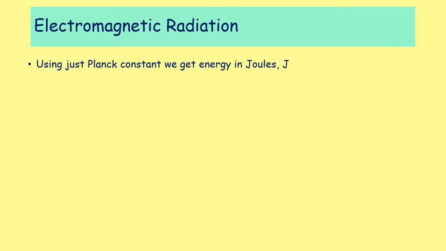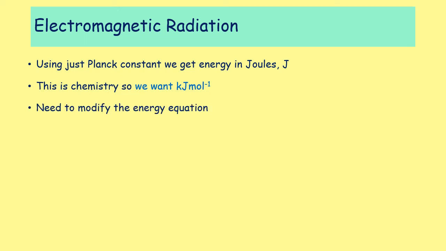Now, another important aspect of this is that if you use those equations, E equals hf or E equals hc over lambda, you get energy in joules. Now, the joules associated with a photon is very, very small. In chemistry, we don't like joules because it's tiny. We like numbers that fit between 100 and 1,000. So we usually use kilojoules per mole. So we need to modify our energy equations in order to get our units.